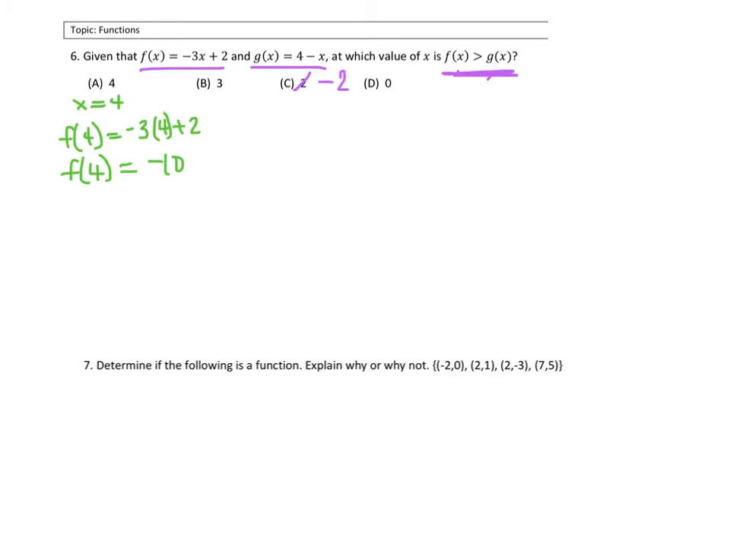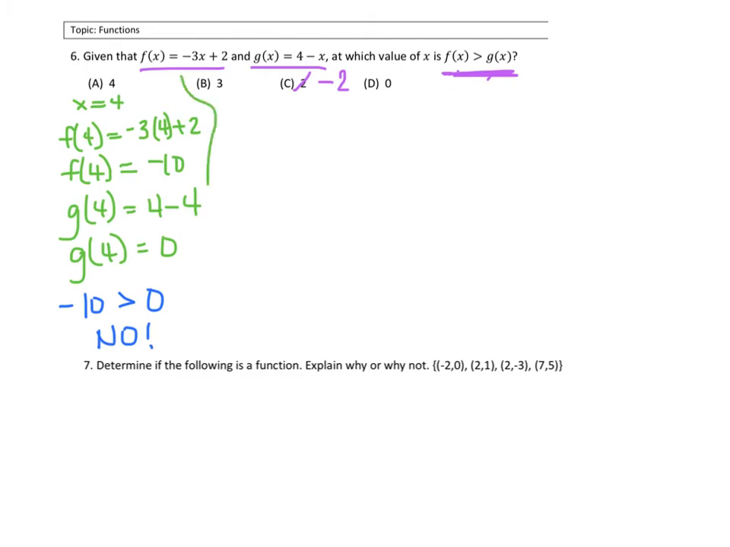Now we need to go ahead and evaluate g of 4. We put 4 in for x, so it'd be 4 minus 4. g of 4 is equal to 0. So this is where the comparison comes in. We have to now ask ourselves, is the f output of negative 10 greater than the g output of 0? And clearly we would say no.